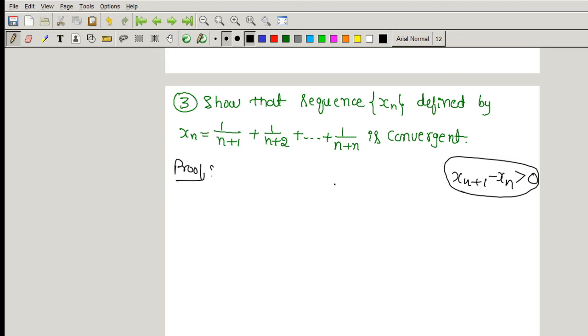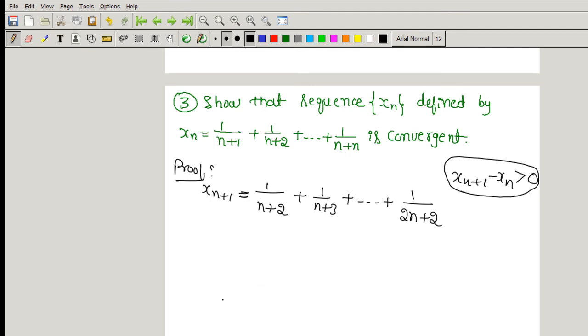Now I am using this result for xn plus 1. If xn is this term, then xn plus 1 is nothing but simply replacing n by n plus 1. The n plus 1th term: replace n by n plus 1. We will have 1 by n plus 2 plus 1 by n plus 3 plus so on plus 1 by n plus 1 plus n, that is 2n plus 2. This is xn plus 1.